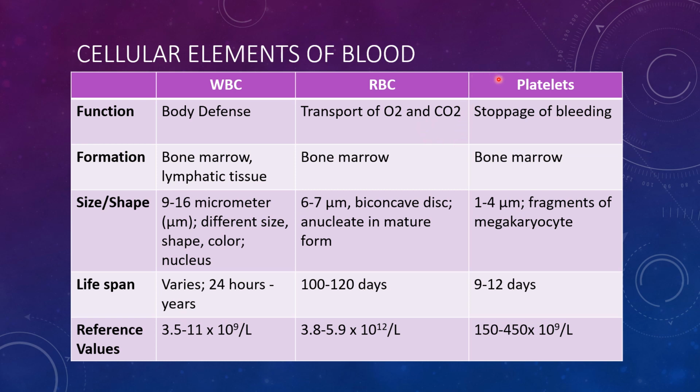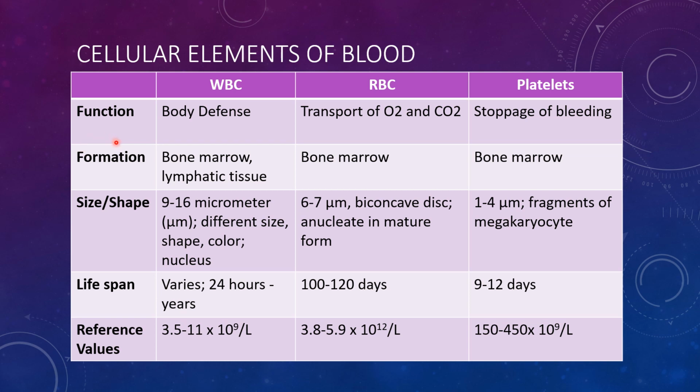Next one is the platelets. So platelets' function is to stop the bleeding. So they are the one who is responsible or assigned in the coagulation process of our body. So now let's go to the formation of your cellular elements.